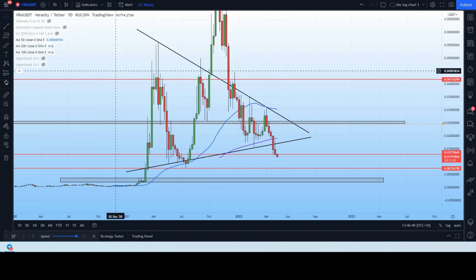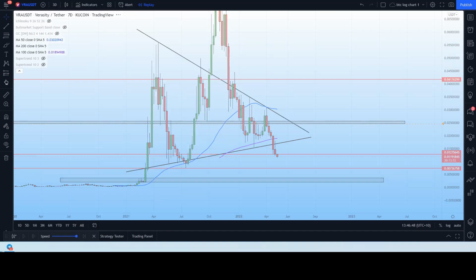Our moving averages, the 100-day moving average and the 50-day moving average, again, we are rejecting. We are underneath both, indicating we are in fact in that downtrend. Let's go ahead and take a look at the 3-day chart.